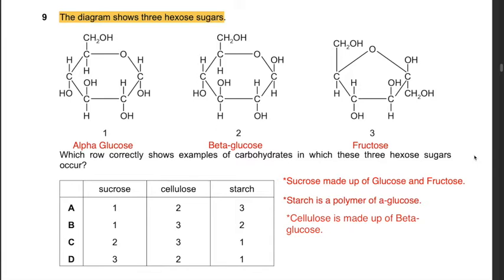And cellulose is made up of beta glucose. Therefore, cellulose should contain number 2. Starch is a polymer of alpha glucose. Therefore, it should contain 1. And sucrose is made up of glucose and fructose. And since 3 is fructose, 3 belongs to sucrose. And that leaves us with the answer being D.